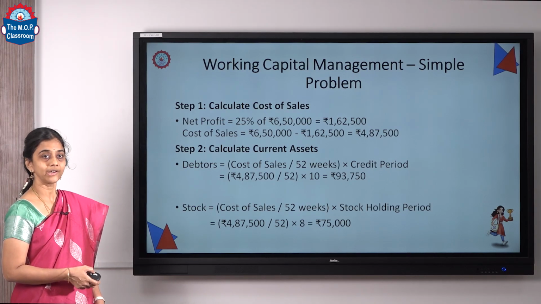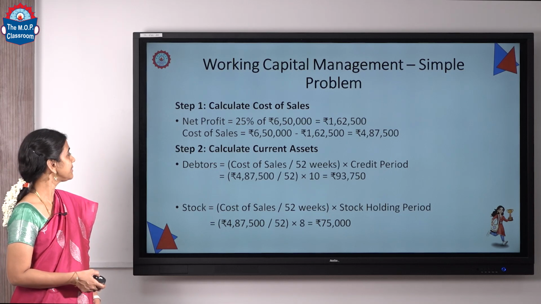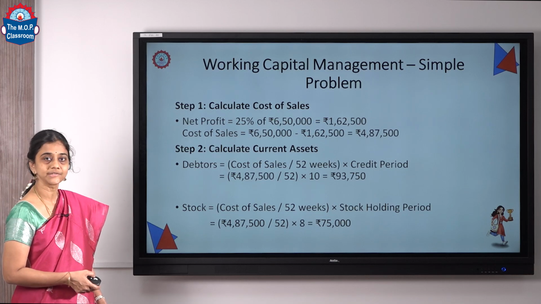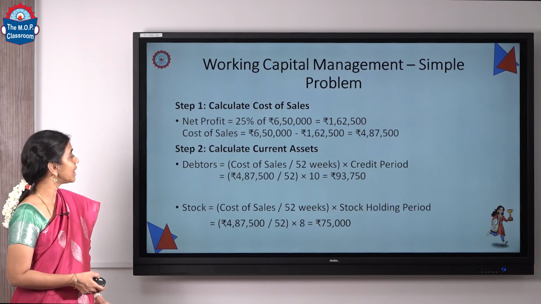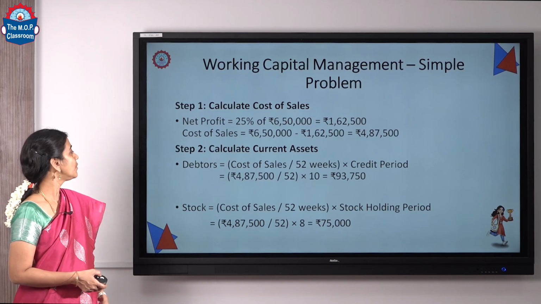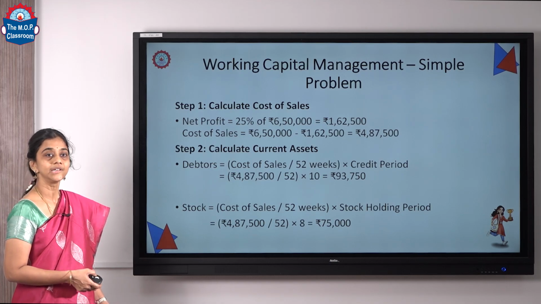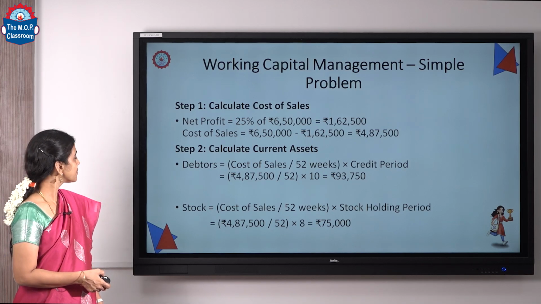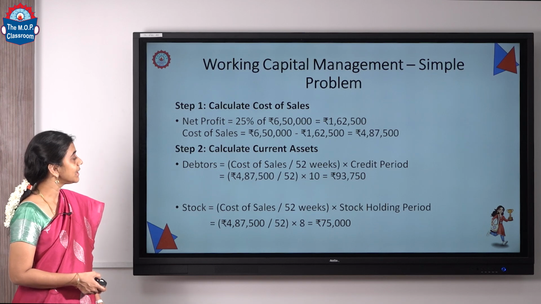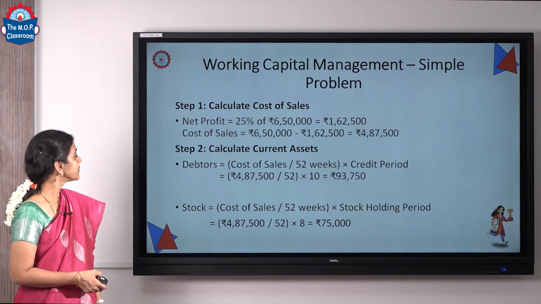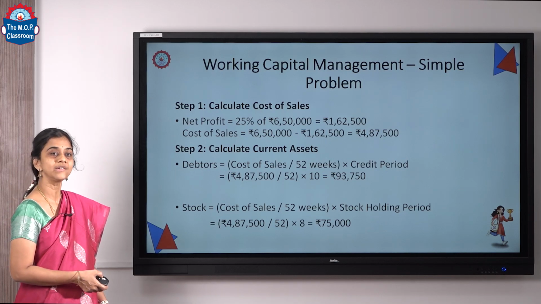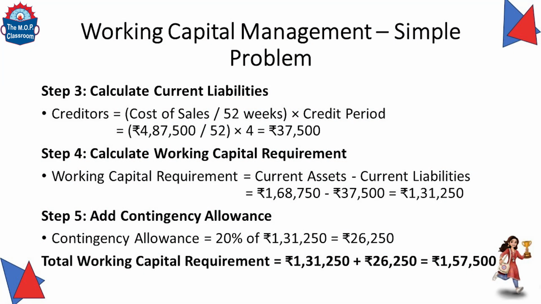Step 2, we'll find out each and every component of current assets. So debtors: it is given in the question that the credit period is 10 weeks. So if 4,87,500 is the cost of sales for 52 weeks, then for 10 weeks, what is going to be the amount blocked in debtors? Using the formula, we get 93,750 as debtors. Next, when it comes to inventory, it is given that the inventory holding period is 8 weeks. So again, using the same formula, 4,87,500 divided by 52 weeks into 8 gives us 75,000.